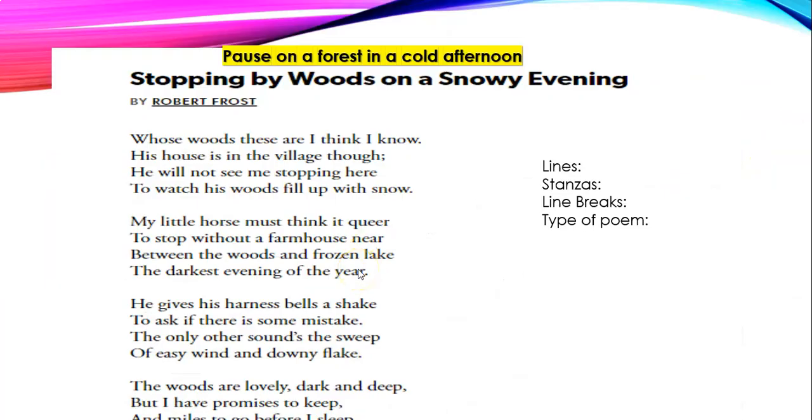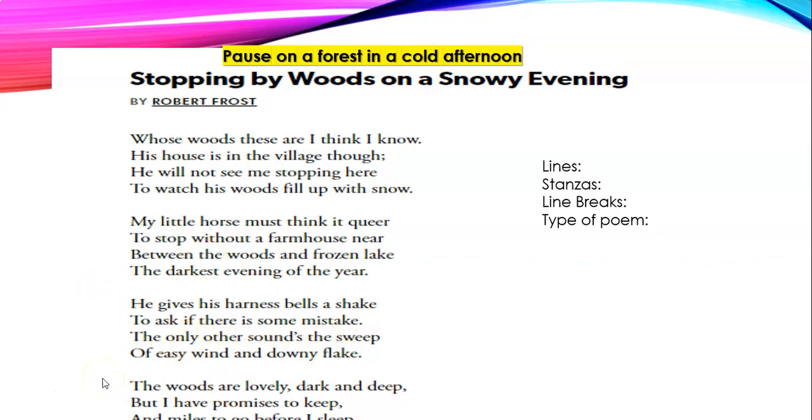Okay, now let's use our context clues and see how it was used. So we're going to go ahead and use stanza 3. And it says, he gives his harness bells a shake to ask if there's some mistake. The only other sounds the sweep of easy wind and downy flake. So boys and girls, what is happening in this stanza?